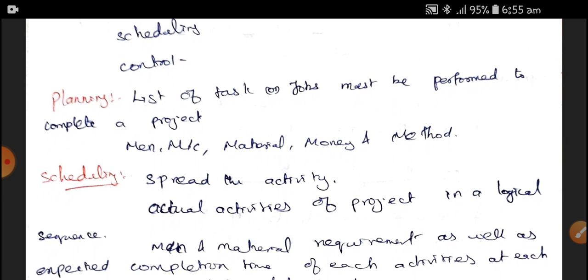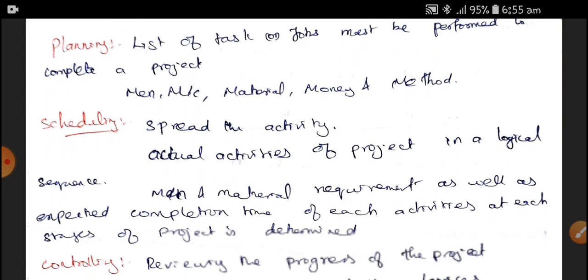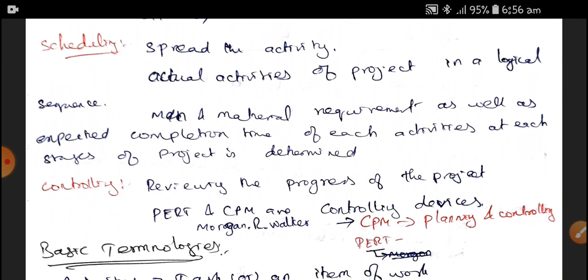Scheduling is spreading the activities, so the actual activities of the project can be done in a logical sequence. Here the main material requirement as well as the expected completion time of each activity at each stage of the product or project is determined. In scheduling, we do the sequencing and scheduling of all the activities. Next is controlling, which is reviewing the progress of the project. In reviewing project progress, we use PERT as well as CPM. We know that CPM is a planning device and PERT is a controlling device. Therefore, PERT and CPM are planning and controlling devices.